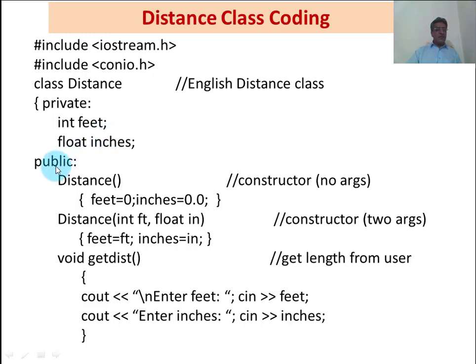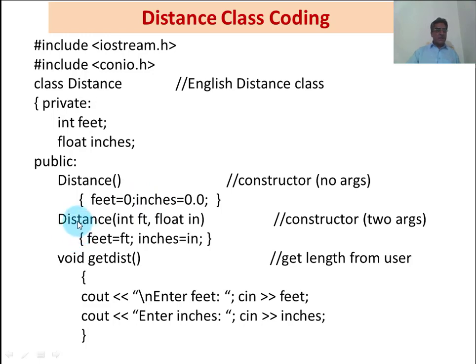Public. In the public section, we perform operations on these two attributes, feet and inches. Distance is a constructor. It also performs operations on these two, feet and inches. It assigns 0 values to feet and inches. If an object of the distance class has no value during its declaration, then this no-argument constructor will be activated, and it will assign the 0 value to that object's attributes.